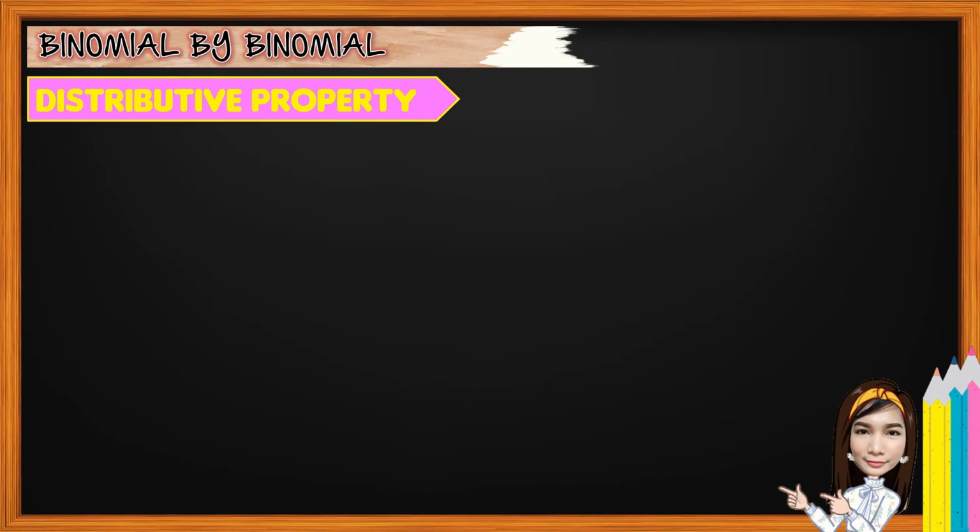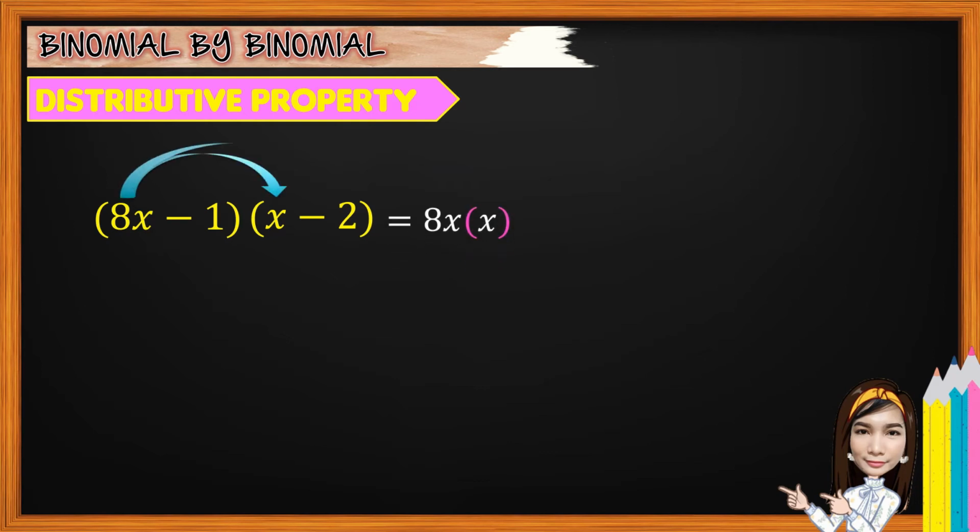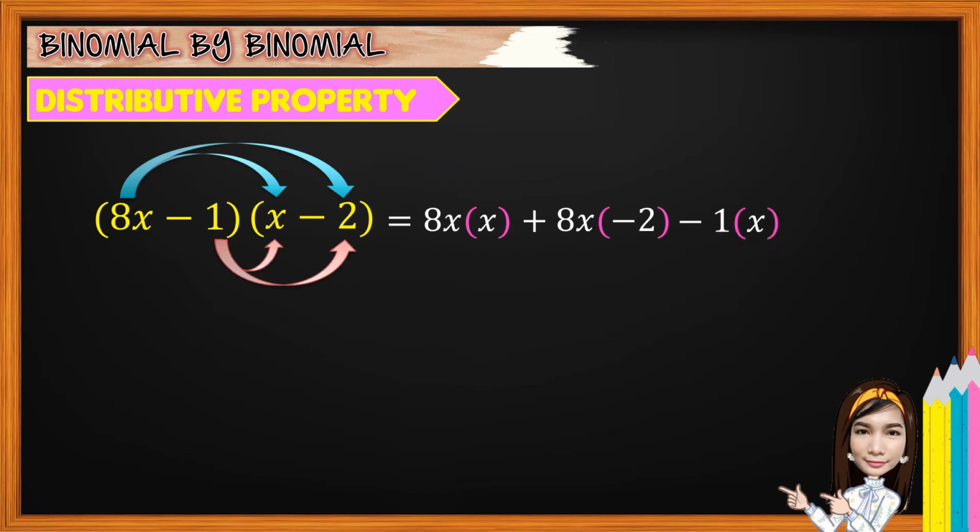Now let's use distributive property in multiplying again the quantity 8x minus 1 times the quantity x minus 2. Distribute the first term 8x to each term of the second binomial. So first we have 8x times x, then we have 8x times negative 2. Then distribute the second term negative 1 to each term of the second binomial. So we have negative 1 times x, then we have negative 1 times negative 2.